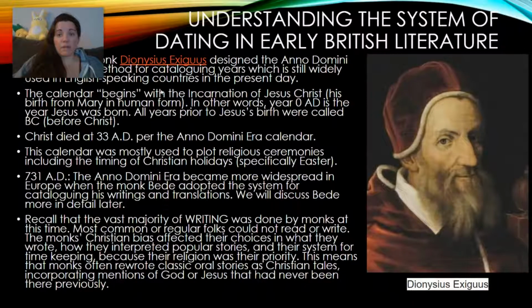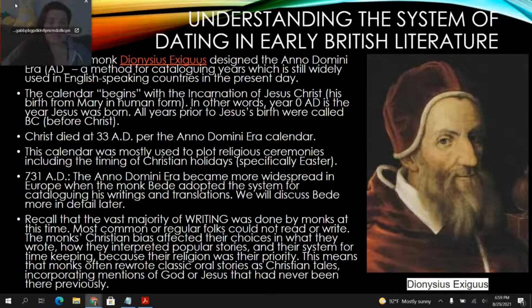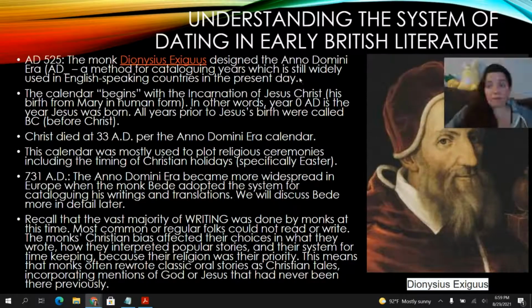So let's talk a little bit about understanding the system of dating so that we understand how to talk about these dates that we're seeing come up everywhere as we are understanding when these pieces were written and when these people lived. So understanding the system of dating in early British literature. In AD 525, the monk Dionysius Exiguus, we see a picture of him right here, he designed the Anno Domini era, or the Anno Domini calendar. This is where that term AD comes from that you see right here.